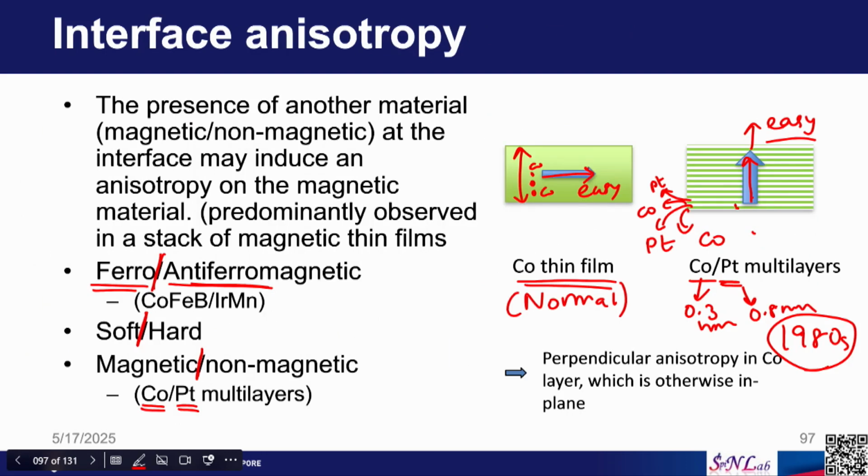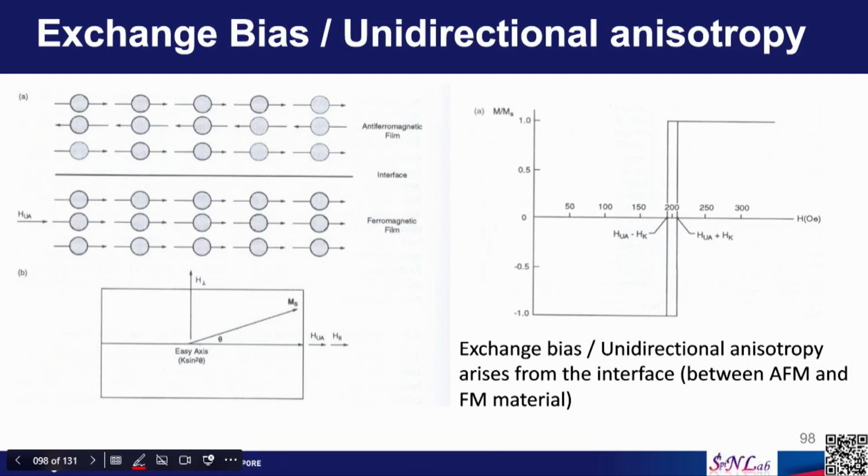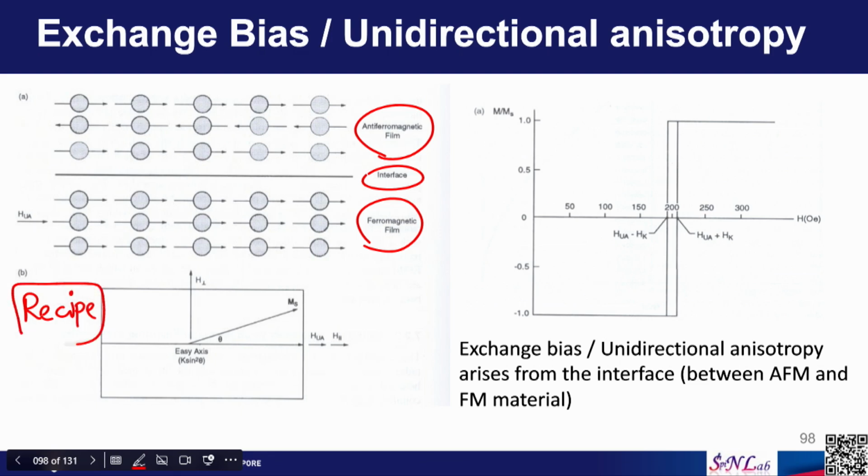Okay, so now let me explain this one, the ferro-antiferromagnetic interface. Let us say you have a ferromagnetic film in proximity with an antiferromagnetic film, and this is the interface. You do some process. There is some recipe which I will give you another time, which you need to follow, and you make this kind of film.